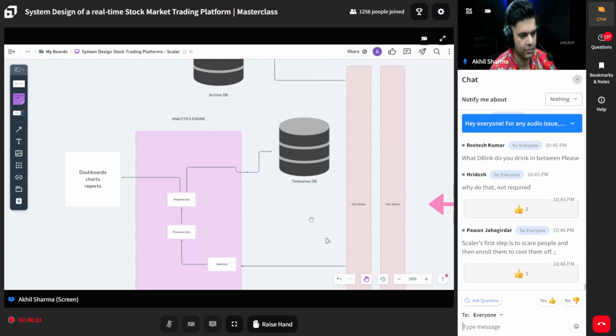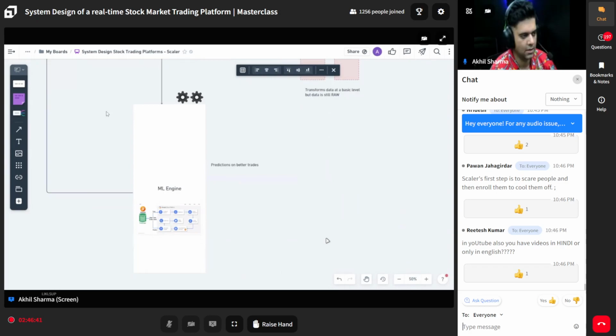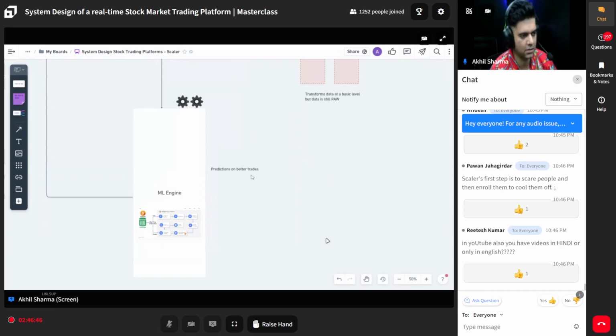So, what's happening on the platform. You store that in a time series database, all the stock related information. You store that in archives because you want to keep auditing that for future purposes. And you also use machine learning engines, which can predict trades for you better, or predict the prices for you better. This is the entire system design.